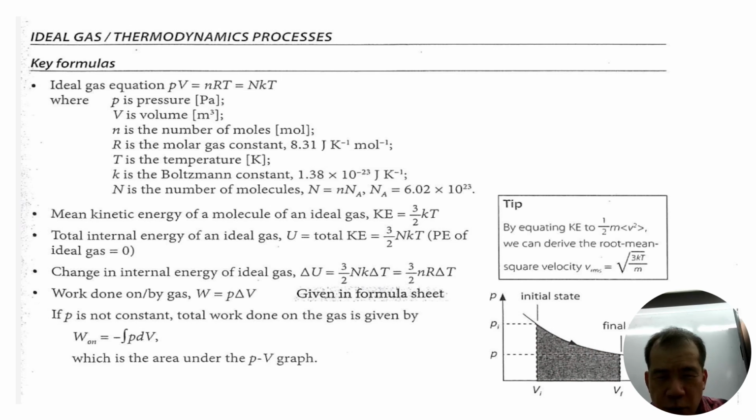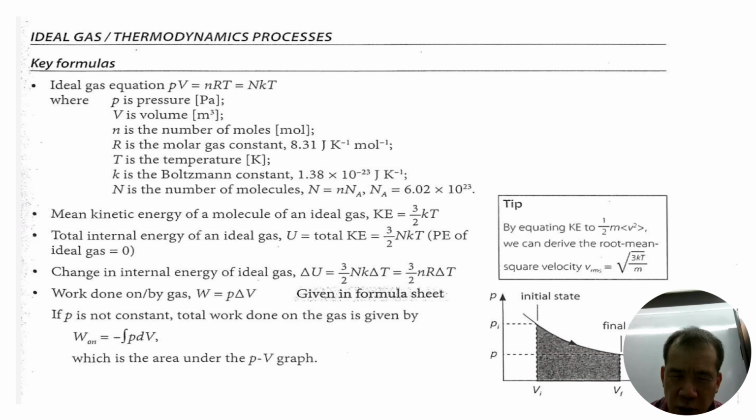P is your usual pressure, V is your volume, n is your number of moles, R is a gas constant with the numeric value 8.31, with unit joule per kelvin per mole, and T is temperature in kelvin. nRT is normally used rather than NkT. But if you're using NkT, N is actually the number of molecules. You take N to be equal to the number of moles times Avogadro's number of 6.02 times 10^23. And again, T is temperature in kelvin. That's the first equation that you use.